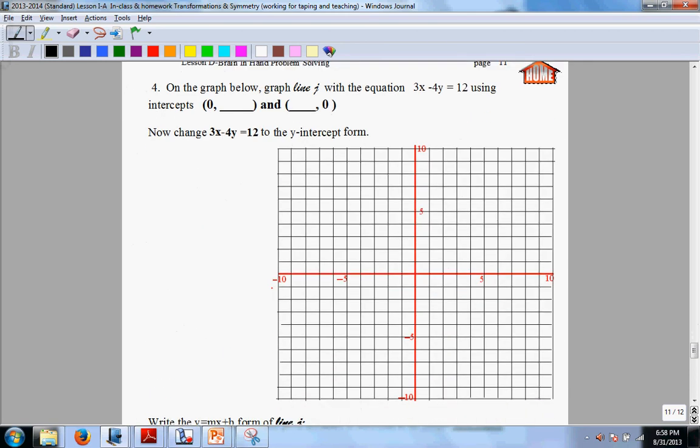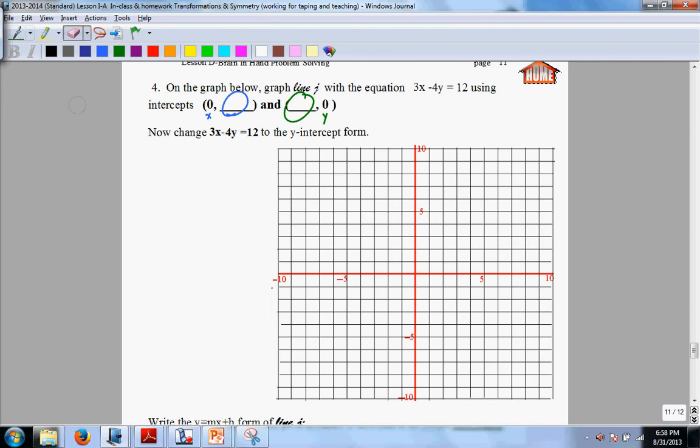It says on the graph below, line J, we're going to graph line J with the equation 3x minus 4y equals 12 using intercepts. Remember to use intercepts. If we put a 0 in the x, we say goodbye to the x, and you get a value for y. Or, to get the y, we put a 0 in the y, and you get the value for x. Plot those 2 points and graph your line.